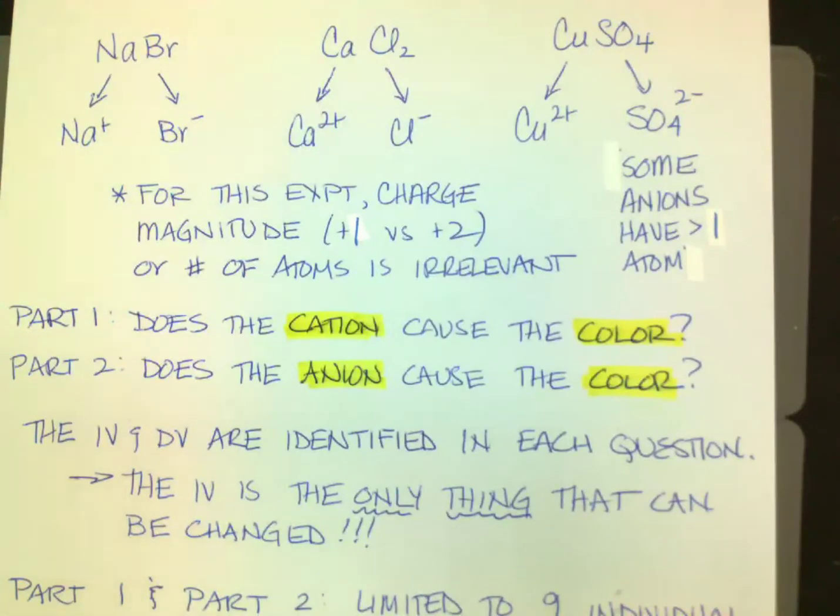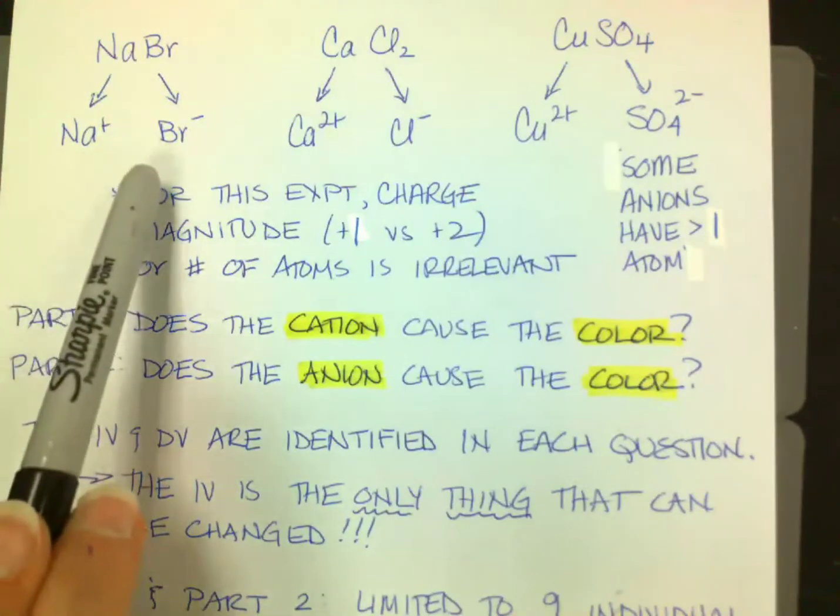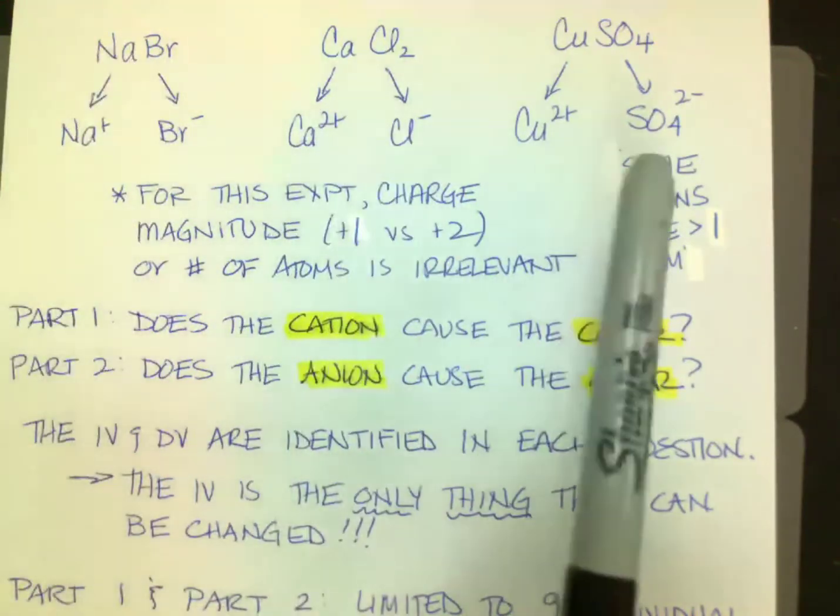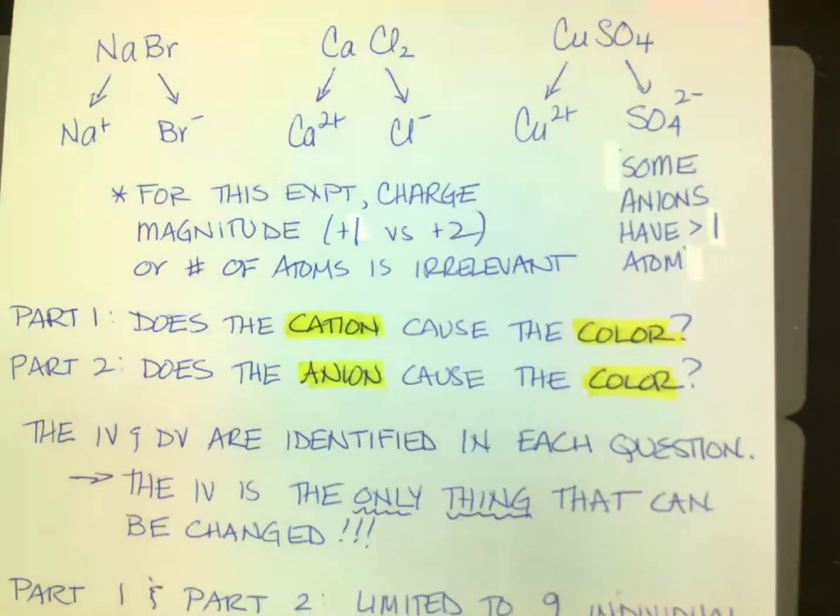This is going to be an experimental design lab where you are going to only change the independent variable. So once you identify the independent variable, that is the only thing that can change. And a major hint I'm giving you, within each compound, within sodium bromide, within calcium chloride, within copper sulfate, within whatever compound you're testing, there's an independent variable and there's a constant. Okay? That's my big hint for this experiment.